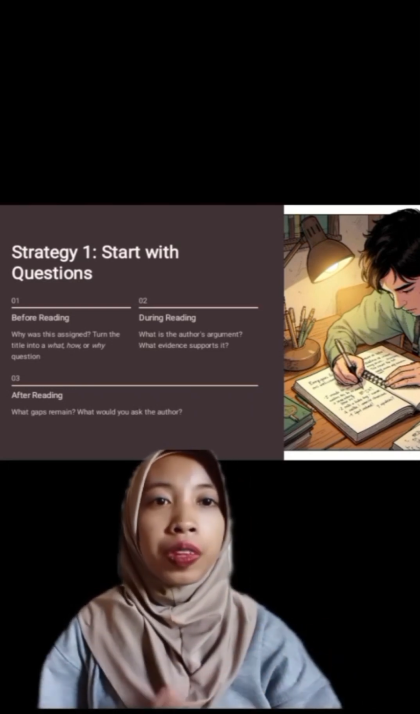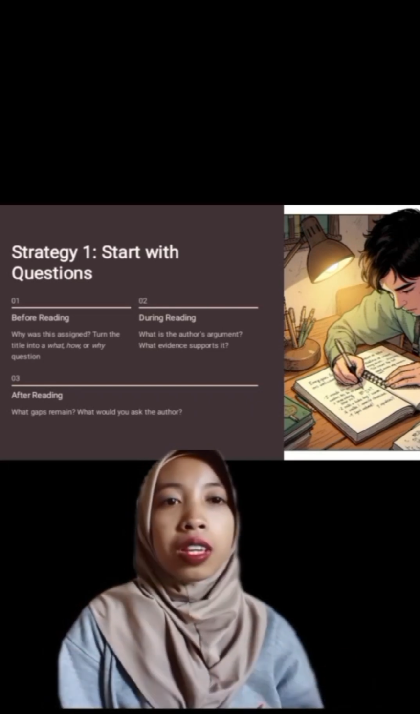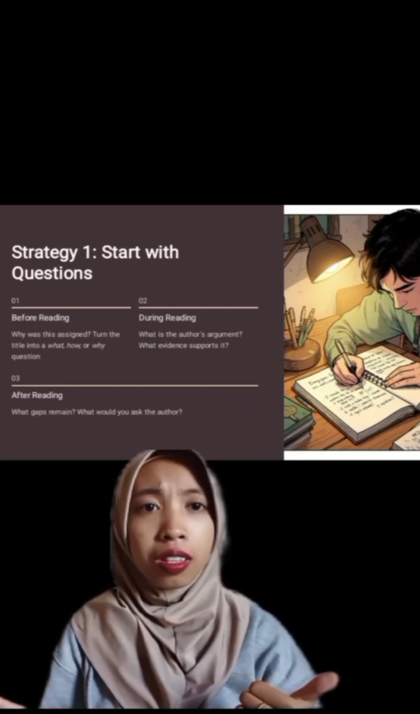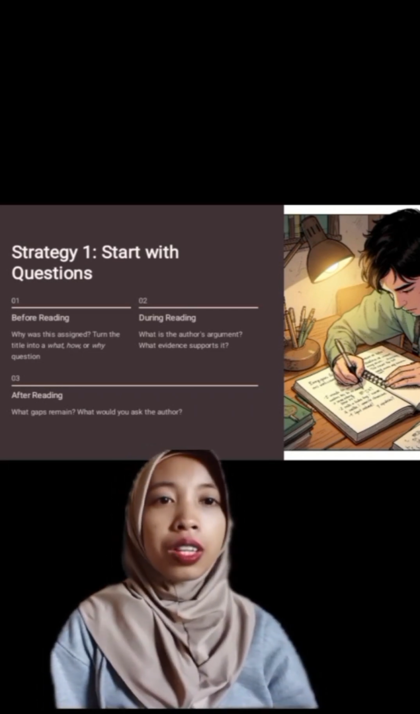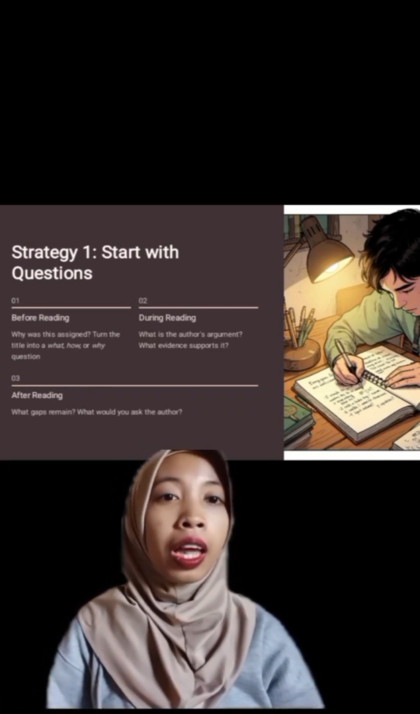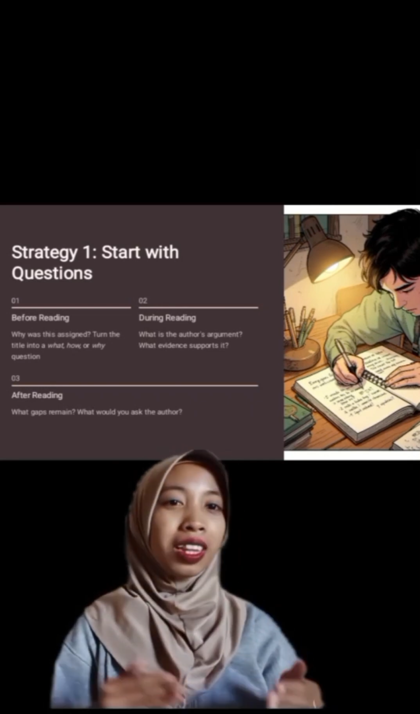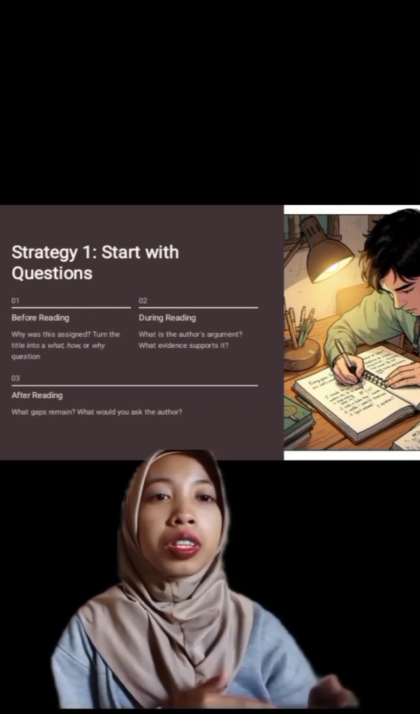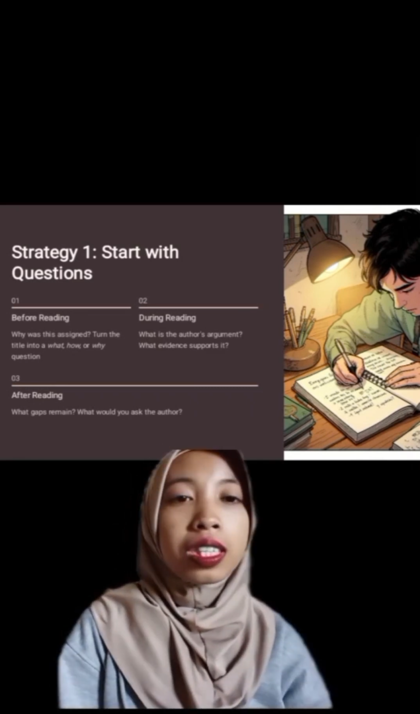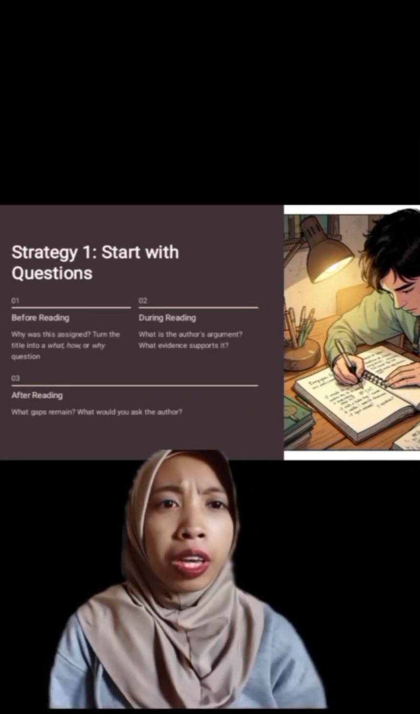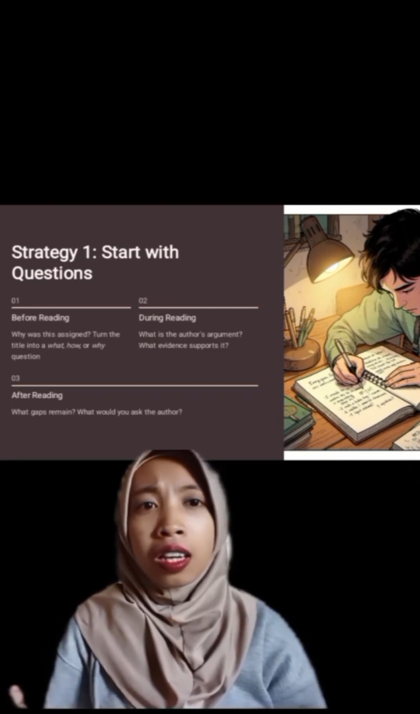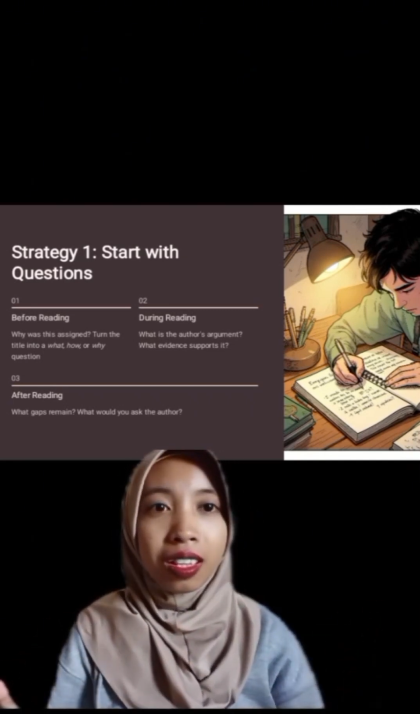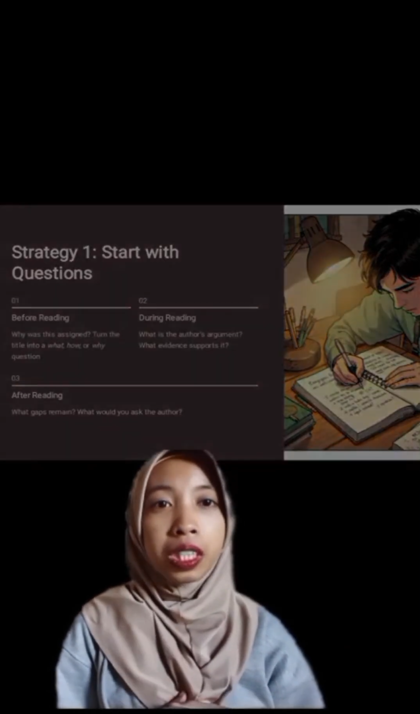Next, during reading, readers should identify the author's argument and ask what evidence supports it. This helps readers understand both the main point and the supporting evidence presented by the author. After reading, readers should reflect by asking questions such as what gaps remain or what would I ask the author? This stage helps readers think critically and evaluate the text more deeply.